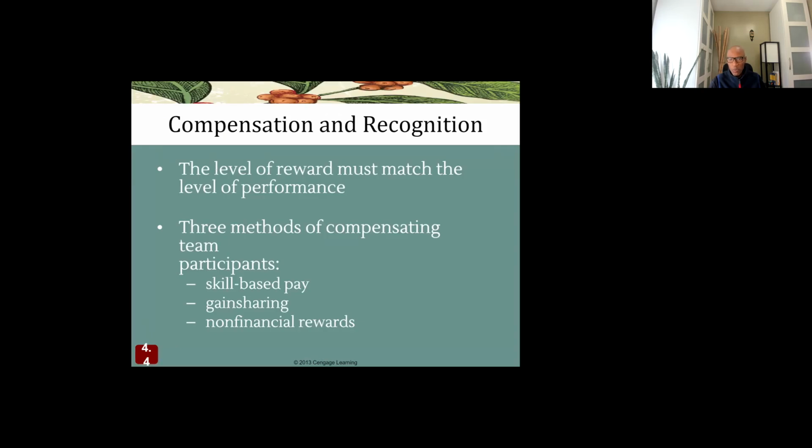Then compensation and recognition. Try to find the right level of reward system that works for the team. In Carter's book, they have three methods of compensation: skill based, gain sharing, and non financial rewards. Try finding the right one. Again, remember, this is not your salary that you are getting paid. This is potentially you working on a team separately, and you might have a separate compensation for working on the team.